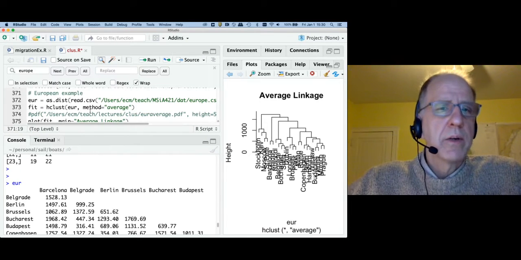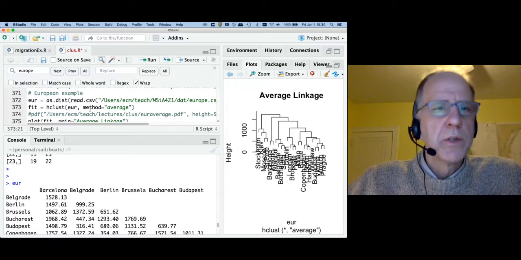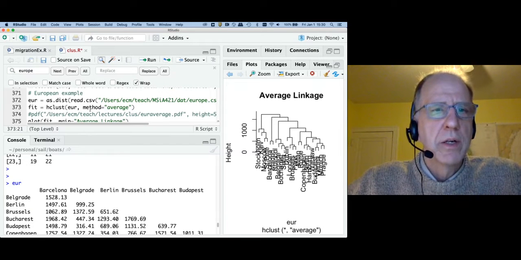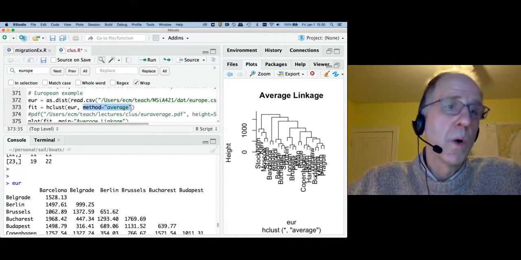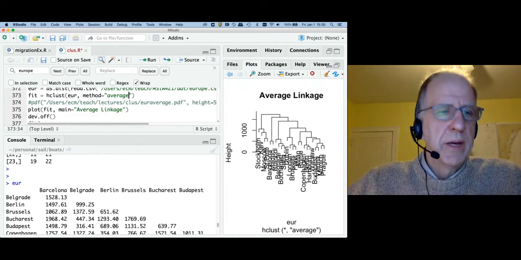To run a hierarchical cluster in R, we're going to use the hclust function. We give it a distance matrix, and we give it the method. So this can be average, single, complete, or ward. So let's go run that.